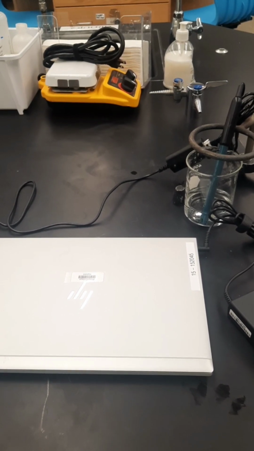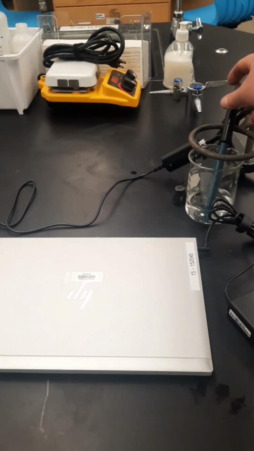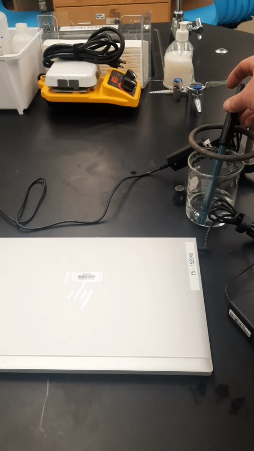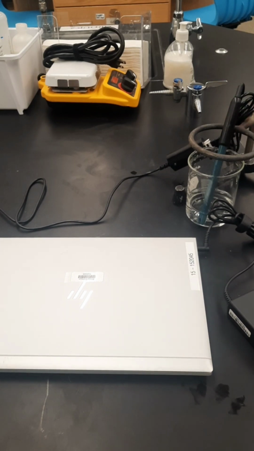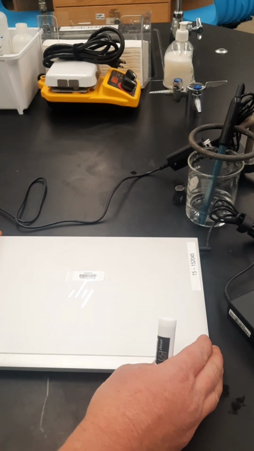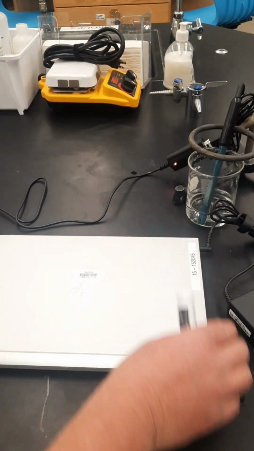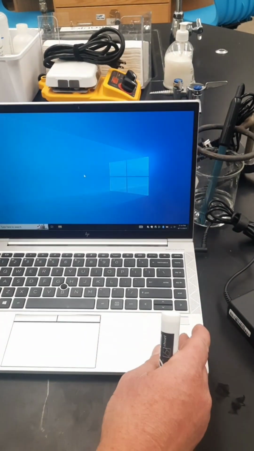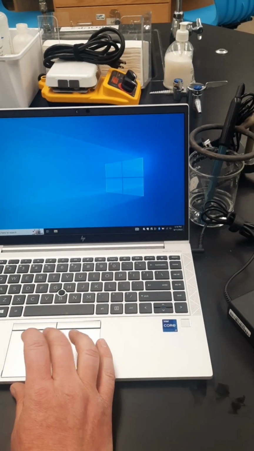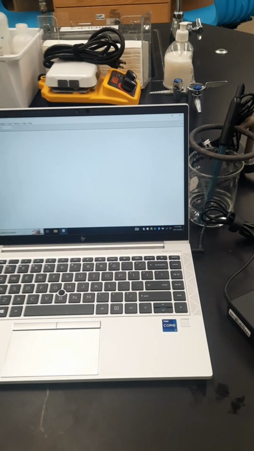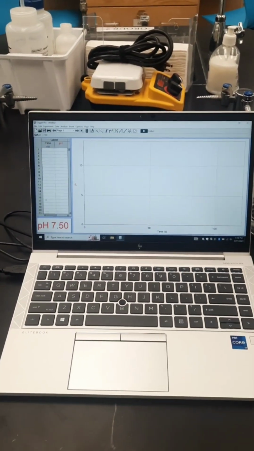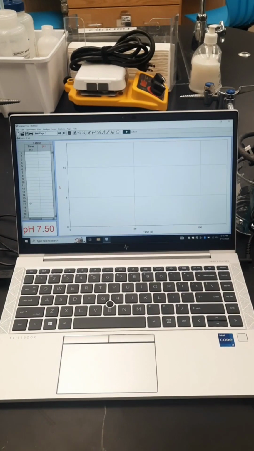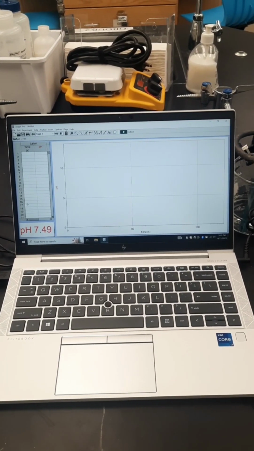For the setup or calibration of the pH electrode, you have your electrode in distilled water, and you have it plugged in to the Pima laptop. And then you want to open up the program called Logger Pro on the desktop. It'll automatically read that there's a pH meter present right here, and it says pH right here.